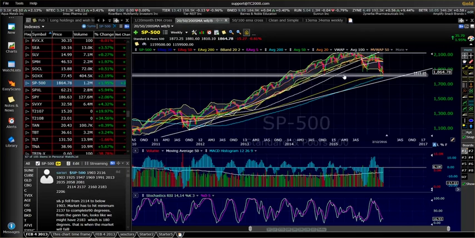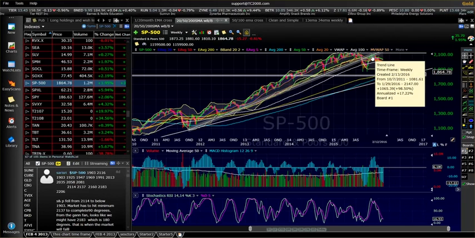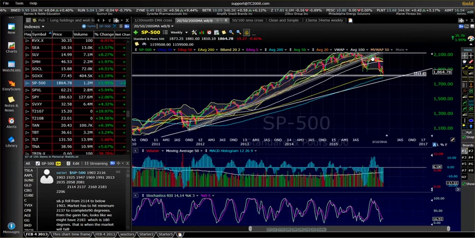Then we get some buyers as we approach an area of potential support in price, and we get a movement back up to the trend line, which then acts as resistance. So it's important to note that once you break a well-defined support or resistance line, if you break through resistance, it then becomes support. That line becomes support. If you break through support, that line then becomes resistance.